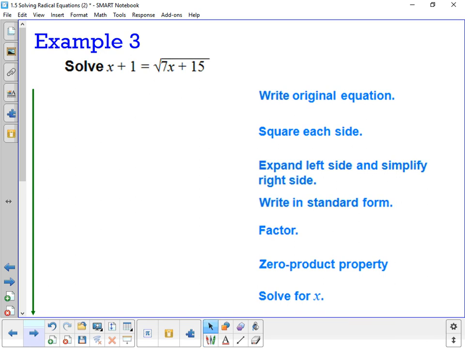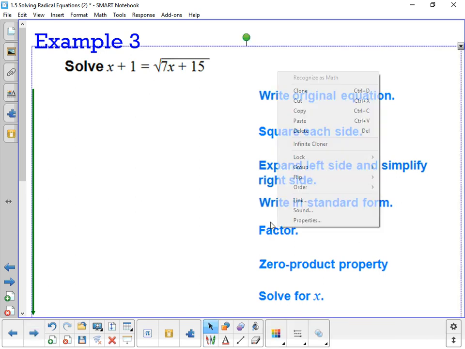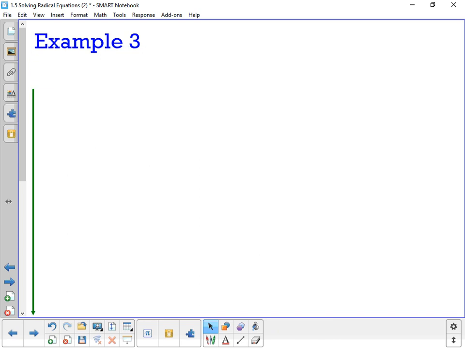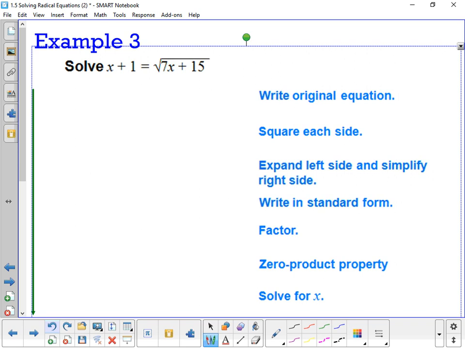So here is our equation. Oh, now it's gone. Just kidding. All right, I was going to get rid of those steps, but I'll just leave them.